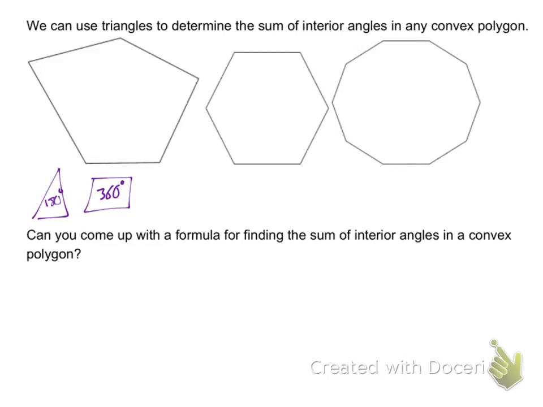Okay. So, how can I do this? Turn them all into triangles, as it says, right? You can use triangles to determine the sum of the interior angles. How do I change it into triangles?